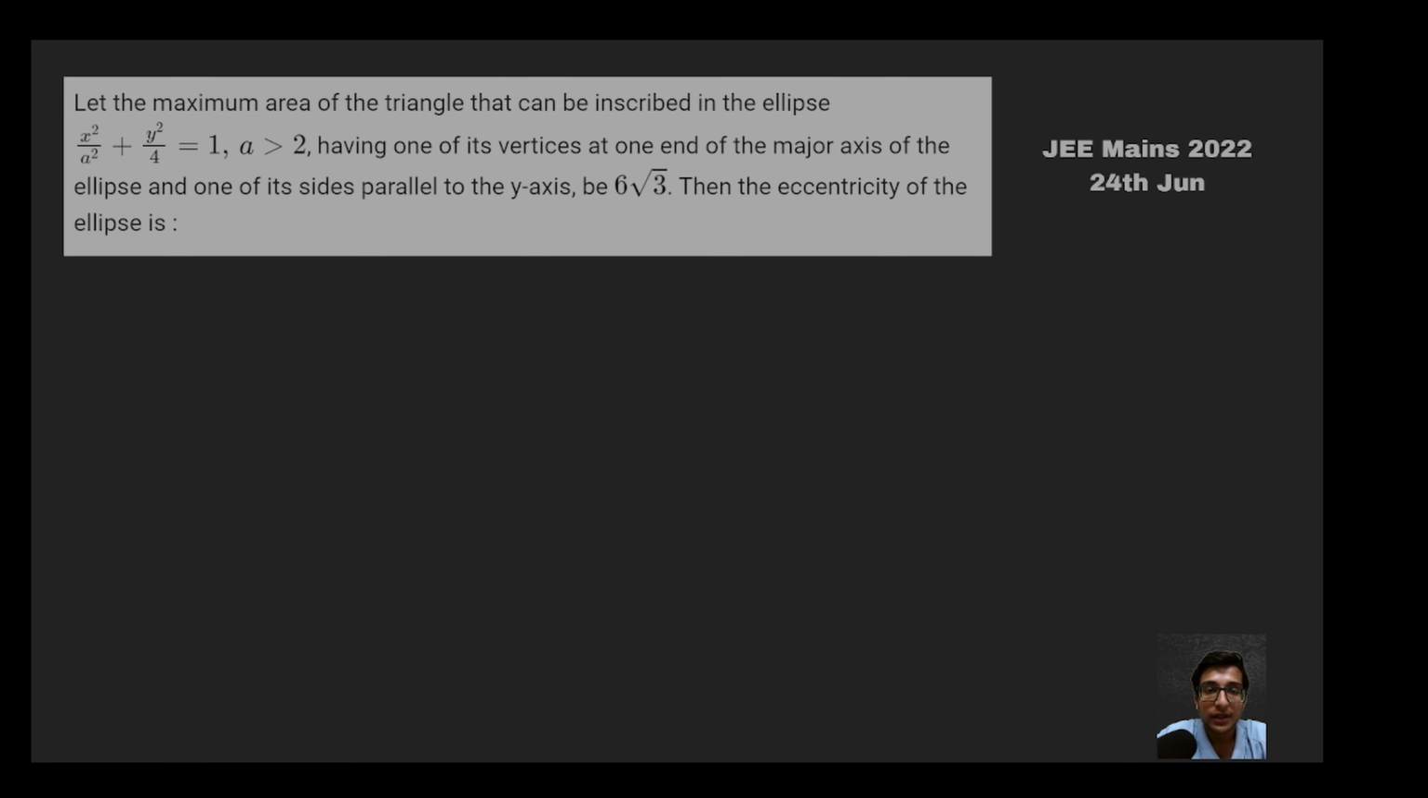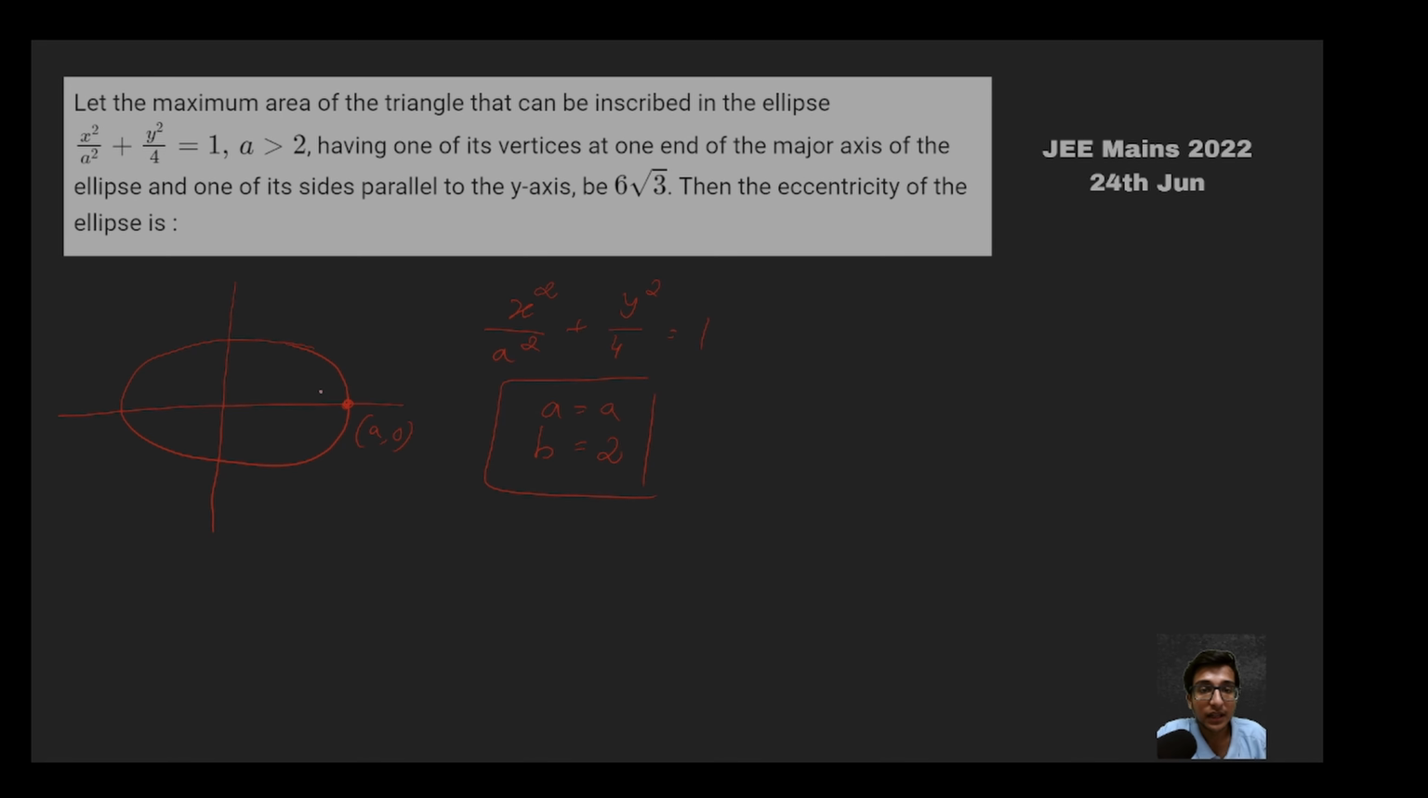Let the maximum area of a triangle that can be inscribed in this ellipse, a standard ellipse is given, a is greater than 2, having one of its vertices at one end of the major axis and one of its sides parallel to the y-axis, be 6 root 3, then the eccentricity of the ellipse. Again, a very easy question. We need to first draw how our ellipse looks. This is our ellipse. Let's say this is our (a, 0), as the ellipse is x square by a square plus y square by 4 is equal to 1. We know b is equal to 2. A is for the time being a only.